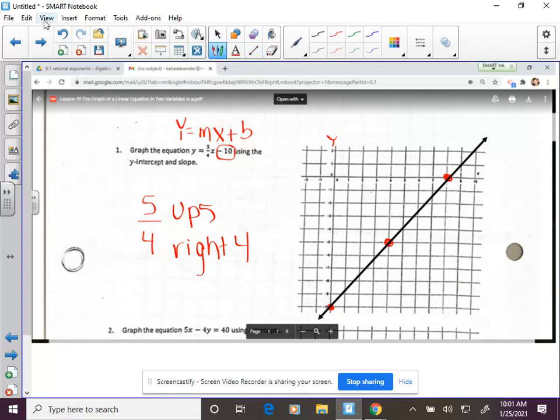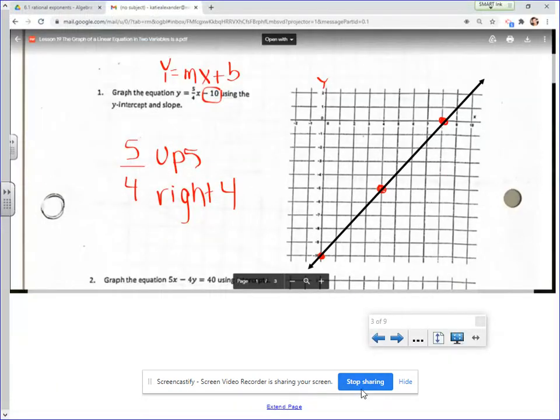Okay, so what I want to make sure is you draw your line all the way through your graph. Don't just connect the points and be done. A line means it's going to go through the graph all the way. So you can see mine goes through that graph the whole way. All right, so get that point finished, and then we're going to move on to number 2.